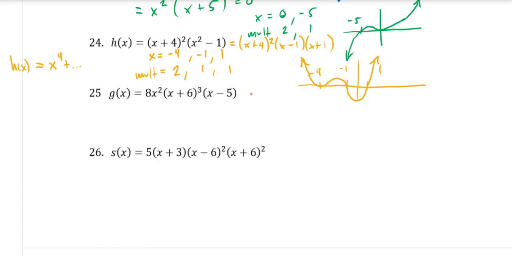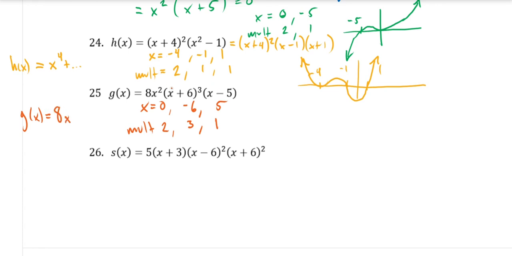Next, 3 zeros, x is 0, x is -6, and +5, corresponding to these terms respectively. The multiplicity of each is 2, 3, and 1, which tells us that it bounces, crosses, and crosses respectively. The leading coefficient, if I were to partially FOIL this out, would give me 8x squared times x to the third times x.